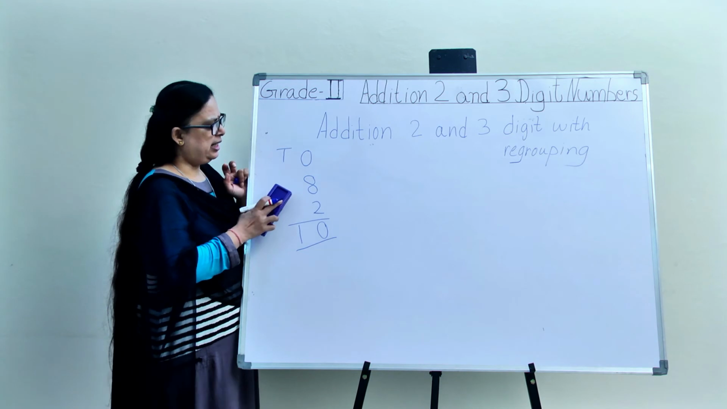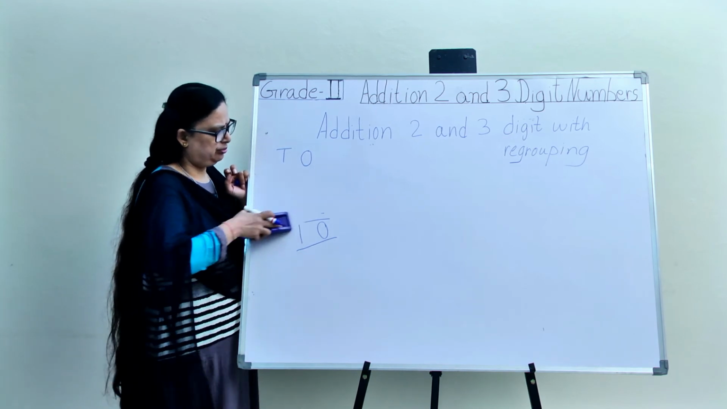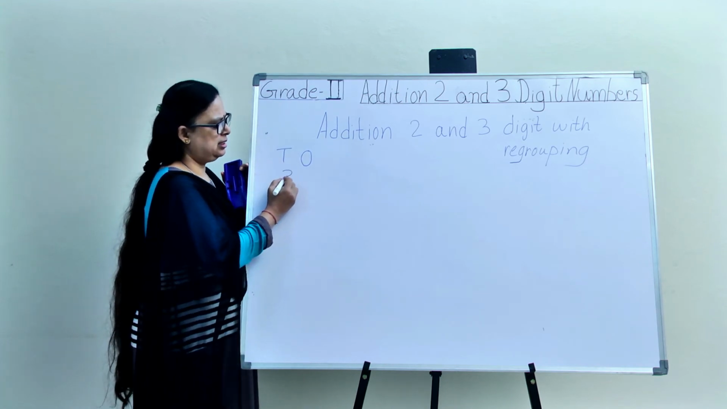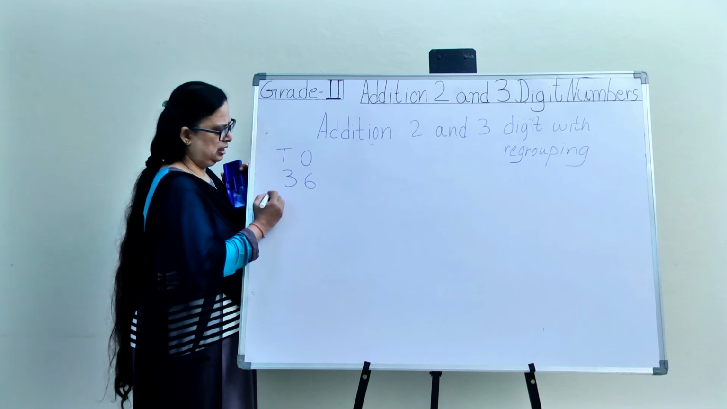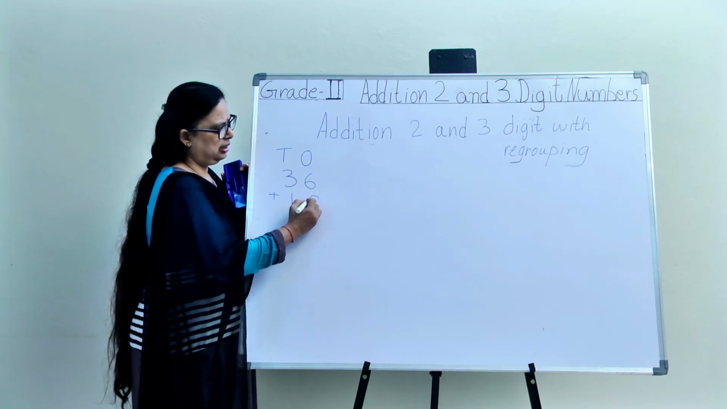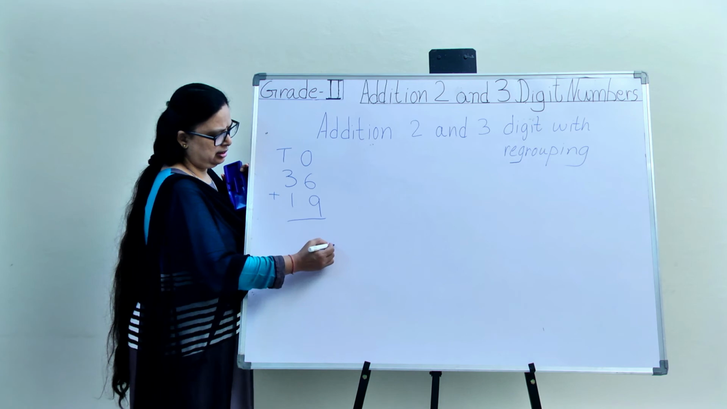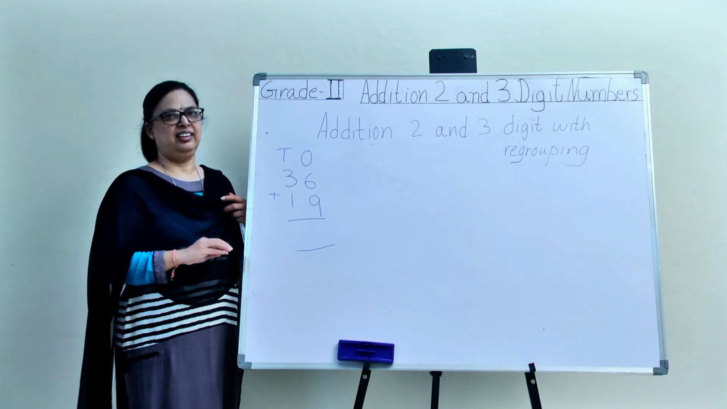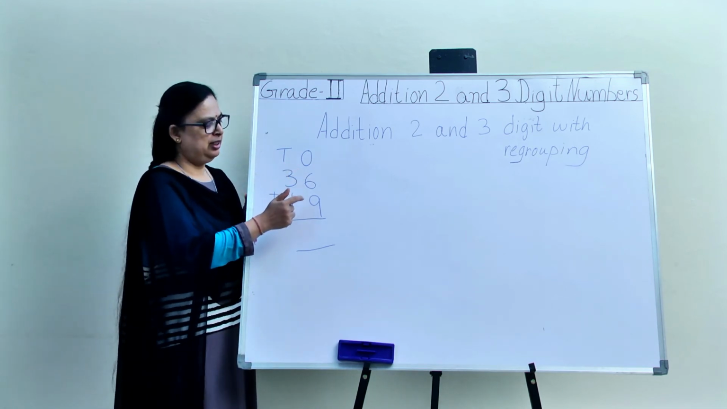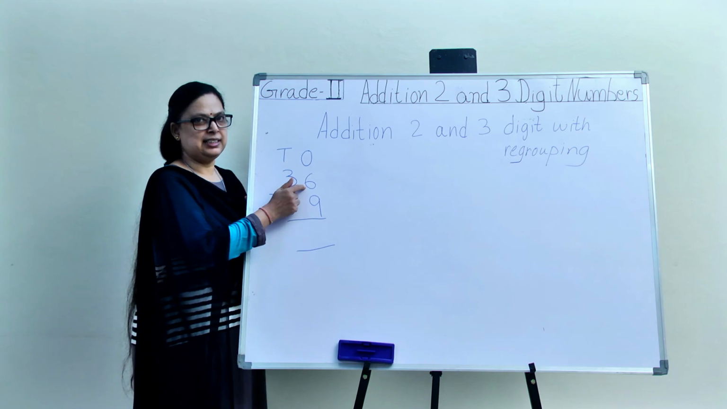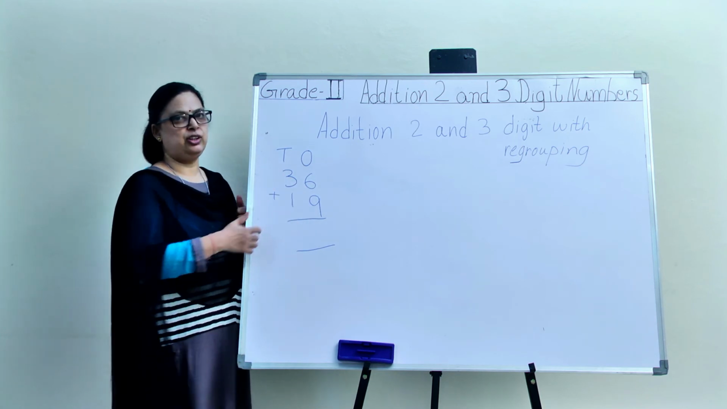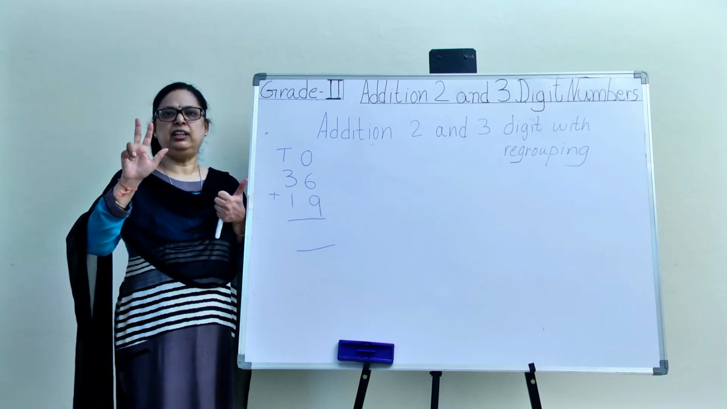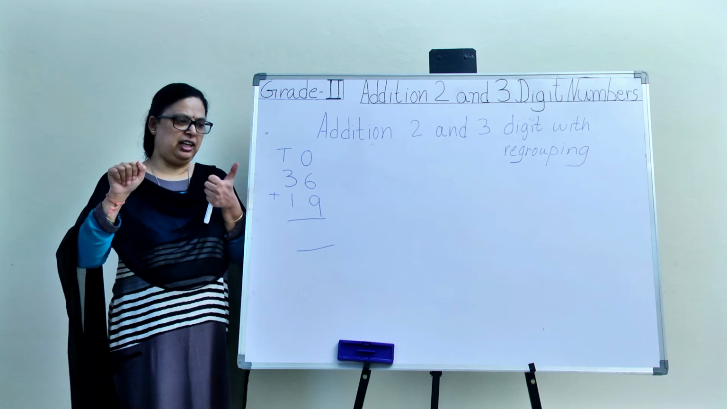Now, let's take another number. Let's take a number like this. 36 plus 19. Okay? 36 plus 19. Now let us look into this column, ones column. The digits over here are 9 and 6. Now let us take 9 in the mind and 6 on our fingers. Right? After 9, 10, 11, 12, 13, 14 and 15.